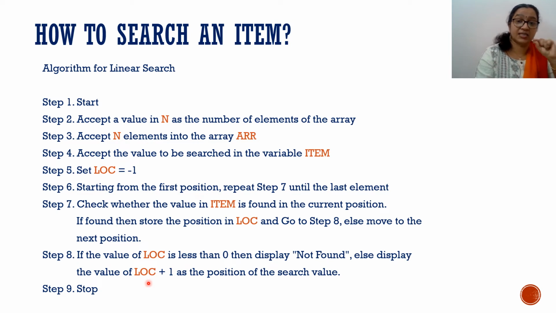Okay, index is position minus 1. So here we want to print the position. LOC is the index number, so LOC plus 1, we will get the position of that search value. Got it? This is the algorithm for linear search. Now we can check how we can write the C++ program. Okay, let's see.